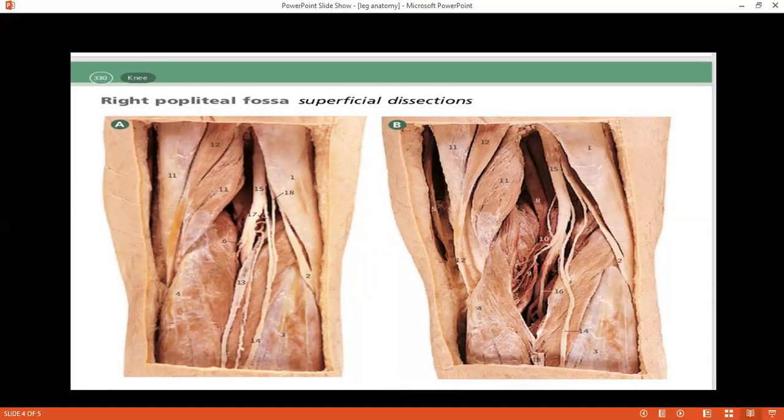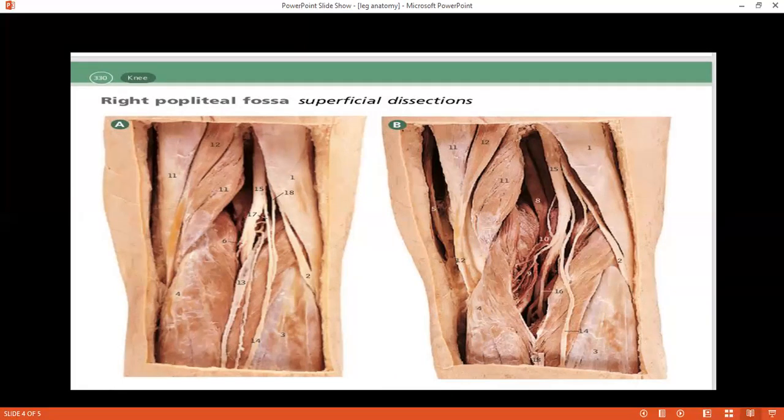Can you identify the popliteal artery in the images, both A and B that you're looking at? Yes, ma'am. In image B, it is number 8, and in image A, it is behind 17. Yes, I think that is the right number.